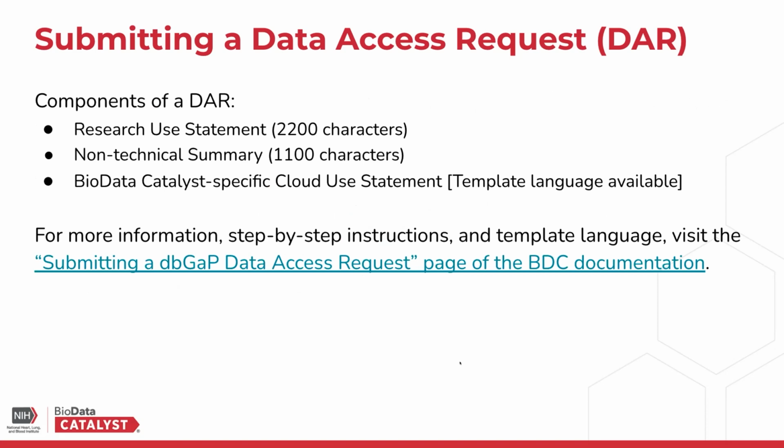There are several components of a data access request. There is a research use statement, a non-technical summary, and a Biodata Catalyst specific cloud use statement, for which we have template language available for you to use. We have also put together some documentation. You can see the Submitting a dbGaP Data Access Request page of the BDC Git book, which I've linked on this slide, for more information.